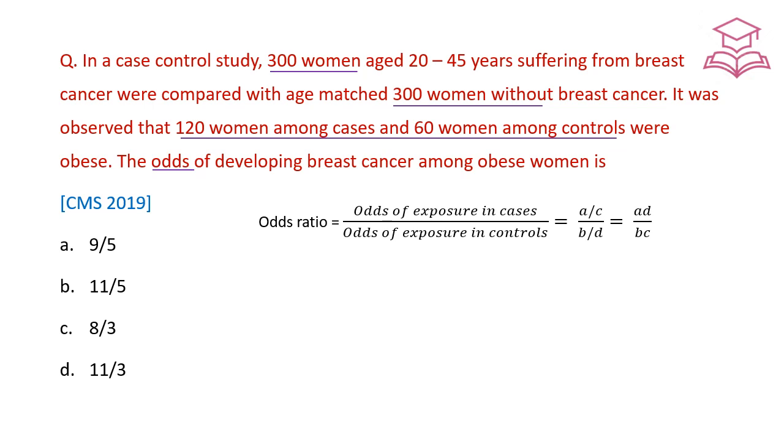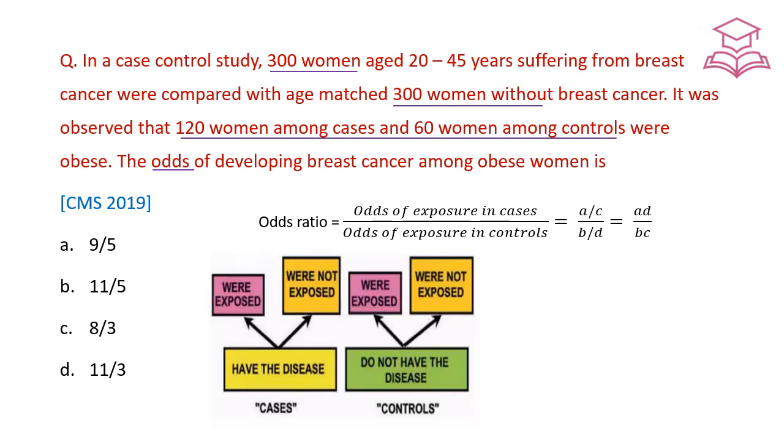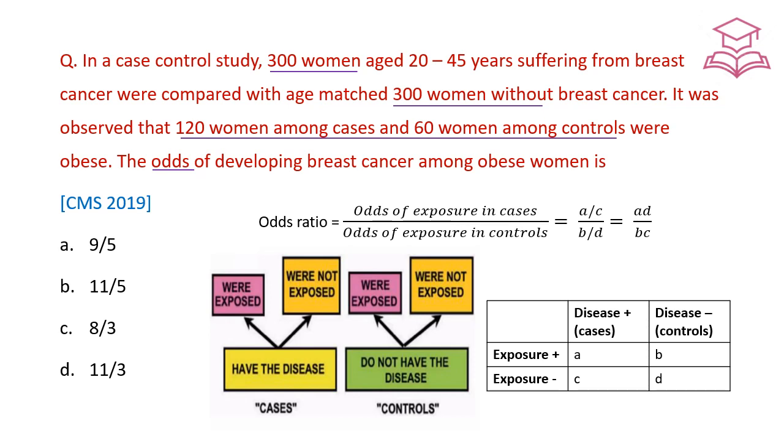Odds ratio equal to odds of exposure in cases by odds of exposure in controls. This is equal to A by C by B by D, equal to AD by BC, from the 2 into 2 table. The number of cases and number of controls are 300 each. Obesity among cases are 120 and obesity among controls are 60.